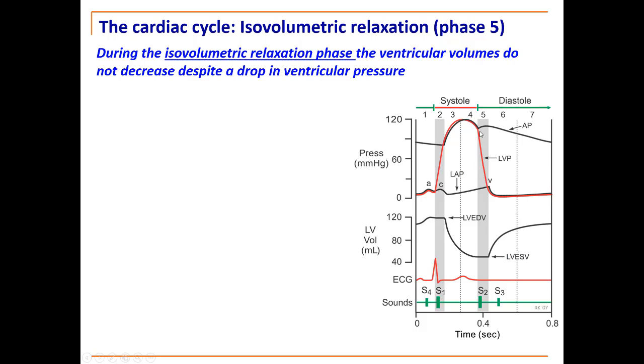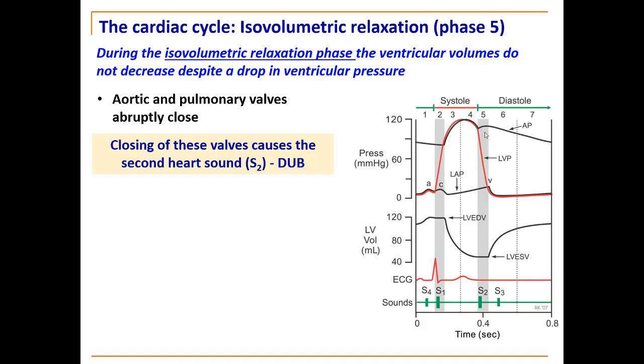So we're getting increased relaxation of the heart, the left ventricle, and a drop in left ventricular pressure. The aortic and pulmonary valves now abruptly close, and that, of course, is because the left ventricular pressure is much less than that of the aortic pressure, or of the pulmonary artery as well if we're thinking about the right side. And the closing of those valves, if we're looking down at the image again, leads to the second heart sound. That's your S2 sound, or the dub sound.